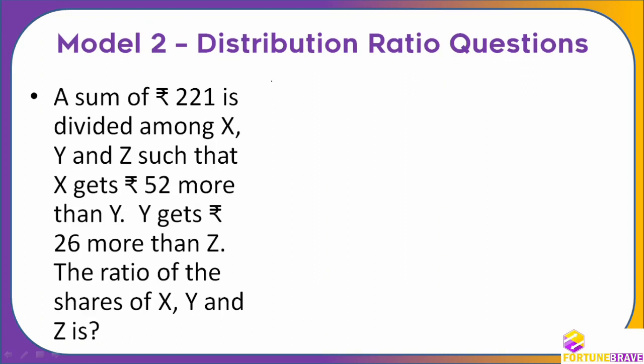Let us see this question now. A sum of rupees 221 is divided among x, y and z such that x gets 52 more than y, y gets rupees 26 more than z. The ratio of shares of x, y and z is.